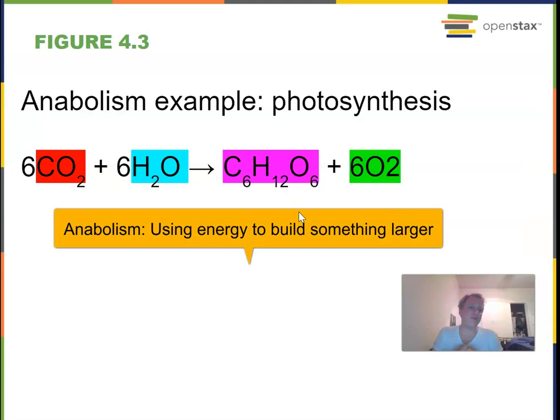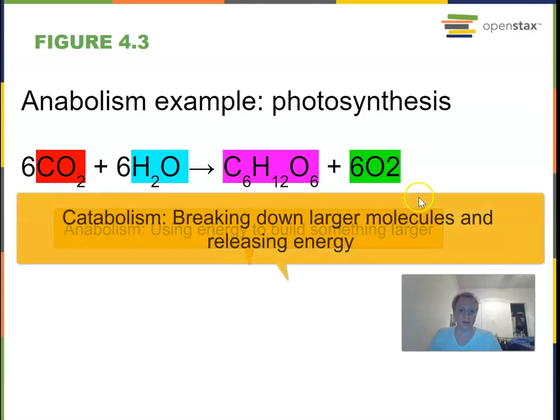So a great example of anabolism, the most common one, is photosynthesis. Here we are taking carbon dioxide and water and building C6H12O6, which is glucose, and oxygen. So you're taking carbon dioxide and water and you are building glucose and oxygen. This 2 should have been little, but I messed up. So this is anabolism, right? We are taking smaller molecules and putting them together to build larger molecules.